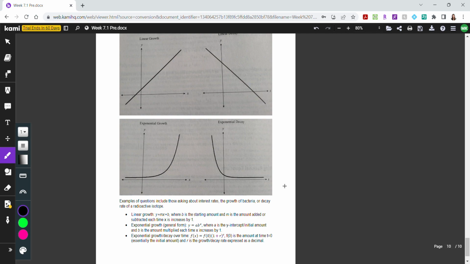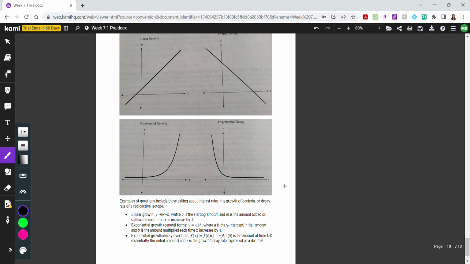If you notice, because it's a straight line, the linear growth would have your slope-intercept form, which is y equals mx plus b. Remember b is your starting amount, because it's your y-intercept. And then m is the amount added or subtracted each time x increases by 1. It's your slope. You should remember that from your earlier topics.